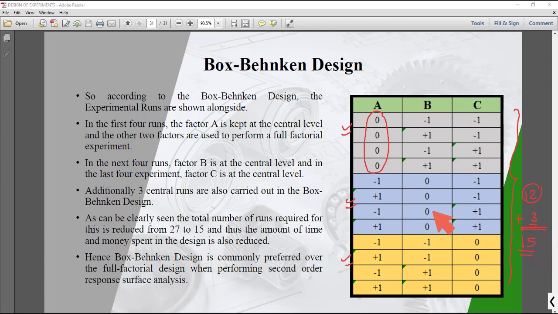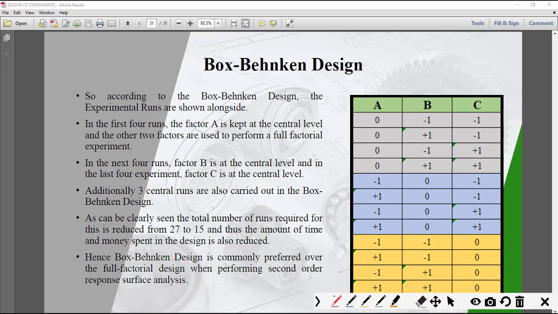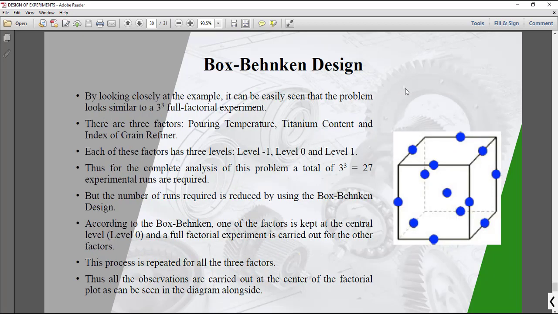If we had gone for the full factorial experiment, how many experimental runs would we have to perform? 27. But here how many we have to perform? Here we have to perform only 15. Right? So see, number of experimental runs is reduced. That is why we use Box-Behnken design. Now just for your practice, let us say that someone has asked us to design the Box-Behnken for 4 factors. How are we going to do Box-Behnken for 4 factors? Okay, I will just take this, just 1 minute.